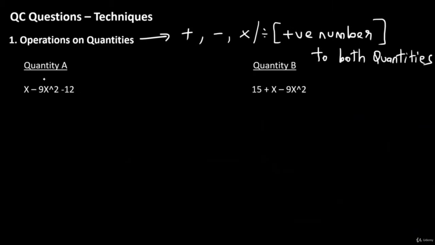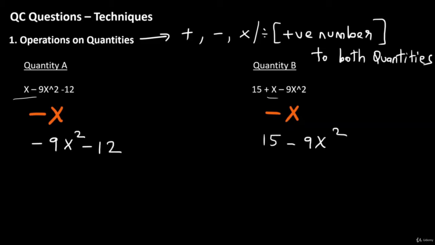Now quantity A is x minus 9x square minus 12 and quantity B is 15 plus x minus 9x square. You can see that over here you have an x and over here you have an x, right? So let's subtract x from quantity A and quantity B. Alright, so what is left in quantity A? That would be minus 9x square minus 12 and in quantity B you have 15 minus 9x square, right? Because this x and this x has been removed.